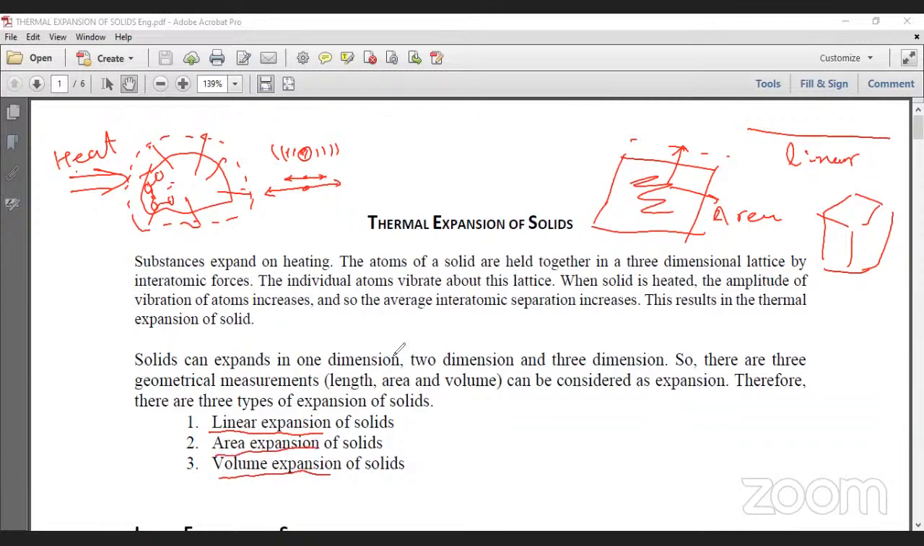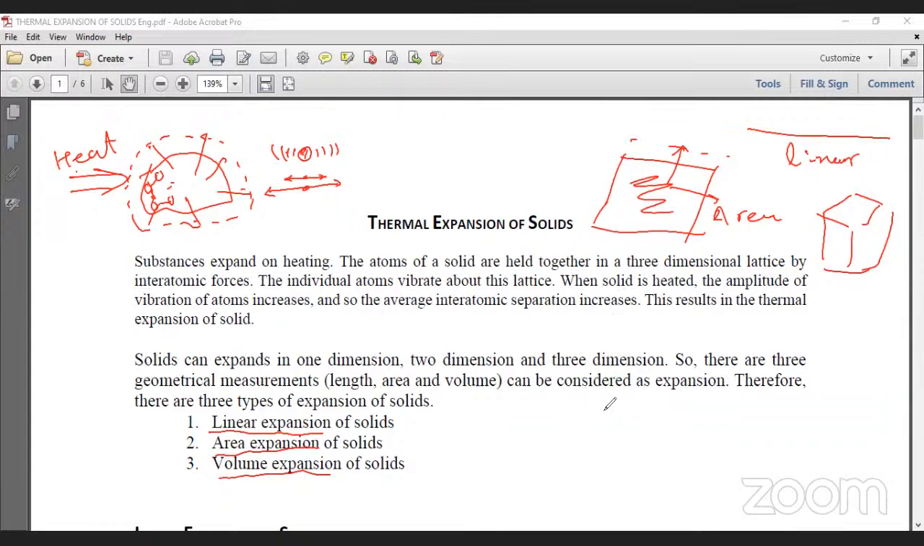The important thing is this statement: when a solid is heated, the amplitude of vibration of atoms increases and so the average intermolecular separation increases. This results in the thermal expansion of the solid. So that is the reason for the expansion. Now we consider one by one the linear expansion, area expansion and volume expansion.